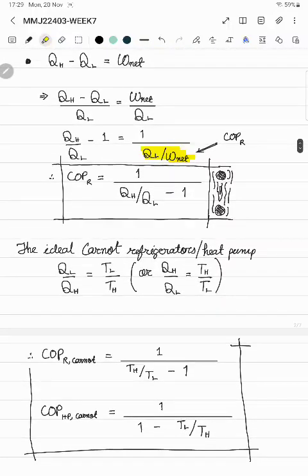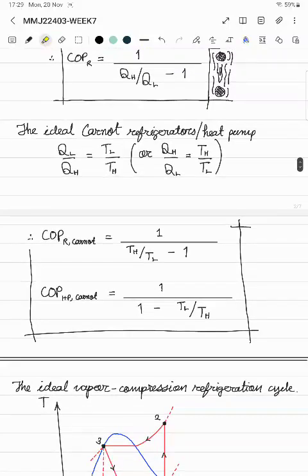For the Carnot cycle, Q_L divided by Q_H is just a function of temperature. So you can simplify them in the form of the lowest temperature divided by the highest temperature, or vice versa, depending on your numerator or denominator. Hence, that's why you get your final equations 11.4 and 11.5 on page 609. So this is how you get that conclusion.